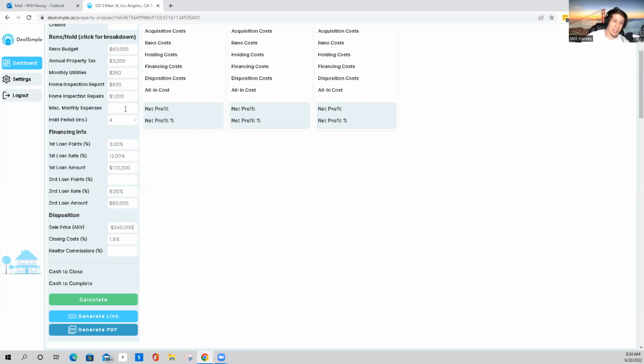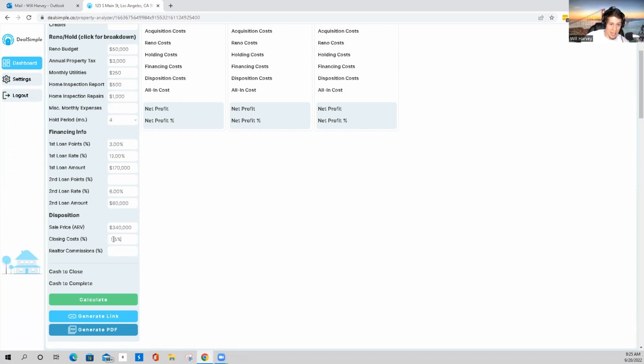Stuff like home inspection repairs, the home inspection report, even the renovation budget to an extent, as long as you don't completely botch that and it doesn't come in double or triple what you put, even that isn't going to make or break the deal. But ARV can certainly make or break a deal.